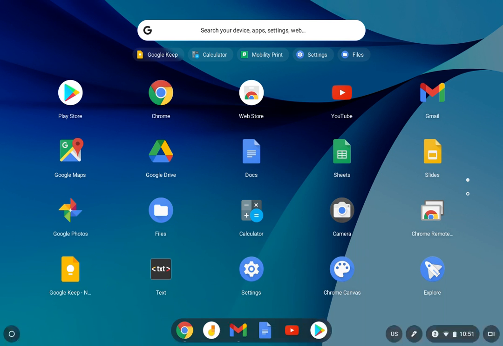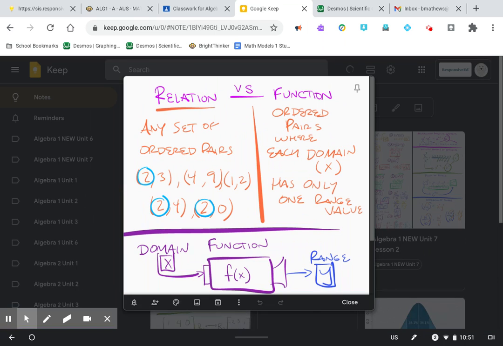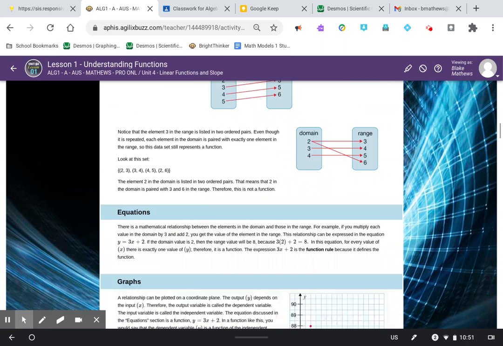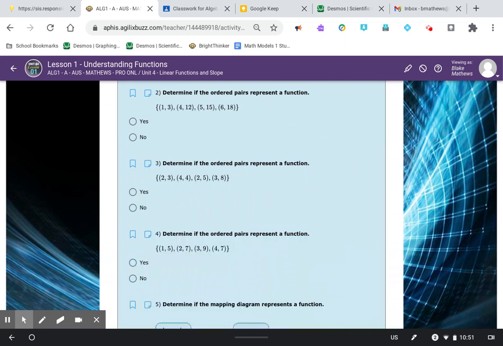So what does that mean in your actual lesson? Well, let me hop over there. They're going to ask you to determine if the ordered pairs represent a function. I'll just tell you right now, all you need to be looking at is the x values, or the domain values. If any of those are repeats, you would say no. Since there are no repeats, 1, 4, 5, 6, we're going to say yes, that is a function. But if there are any repeats on the x, the answer is no.